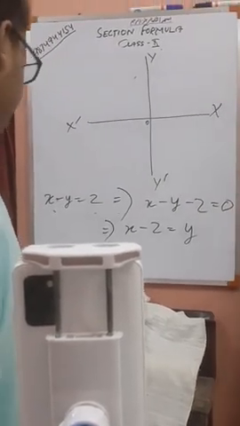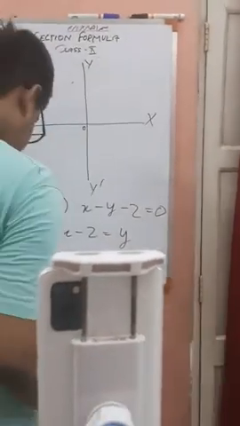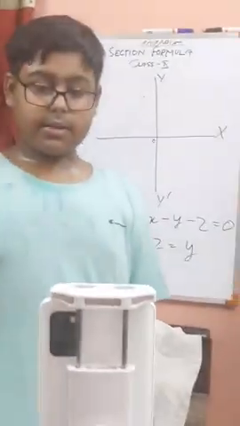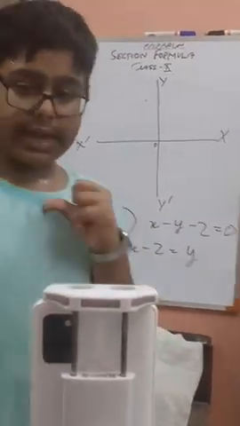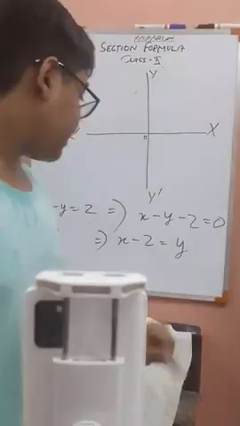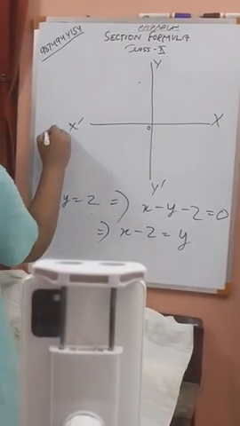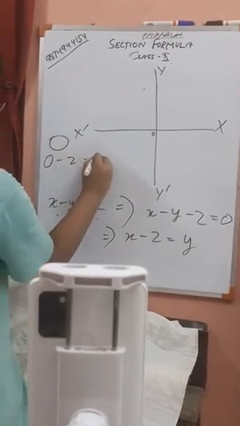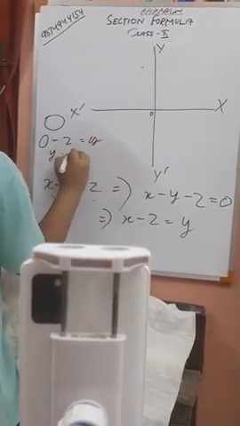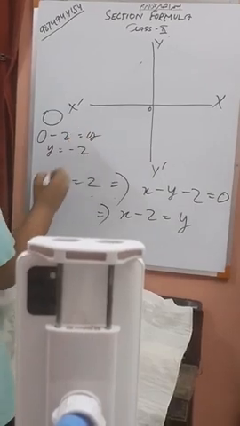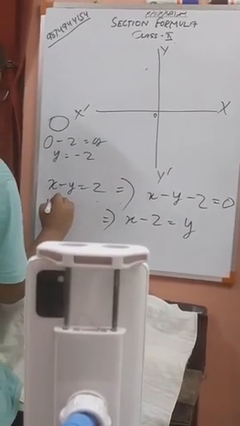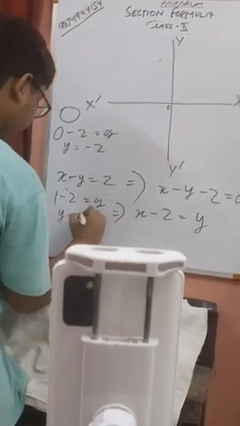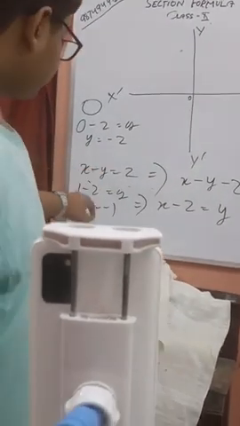Yes, it's clear. Okay. So now we take the value of x ourselves. From that value which we had taken, we will find out y. For example, if we take the value of x as 0, then it would be 0 minus 2 is equal to y. y is equal to minus 2. If the value was 1, 1 minus 2 is equal to y. y is equal to minus 1. Now this is clear to you?